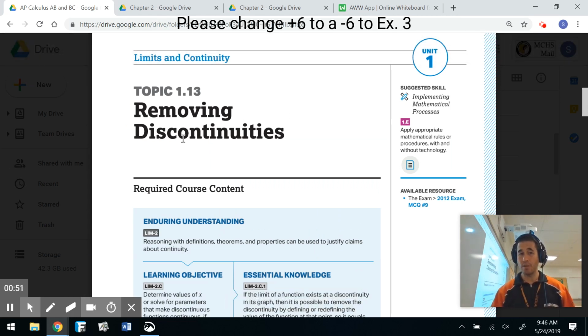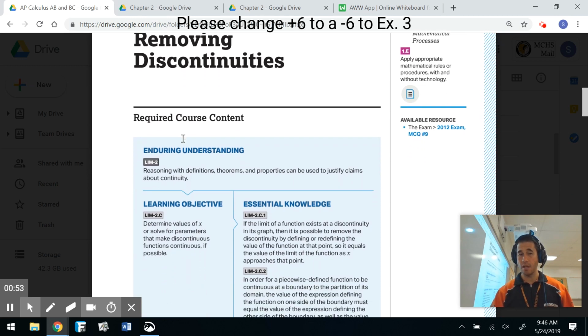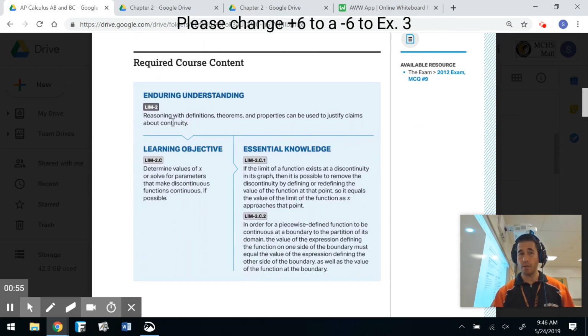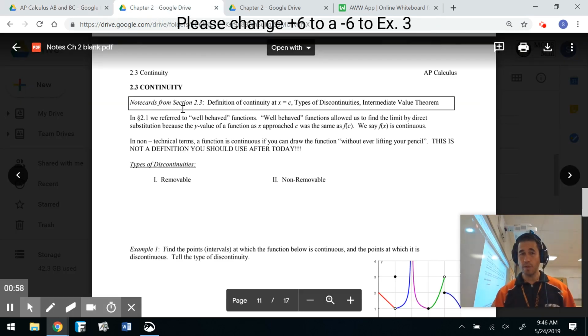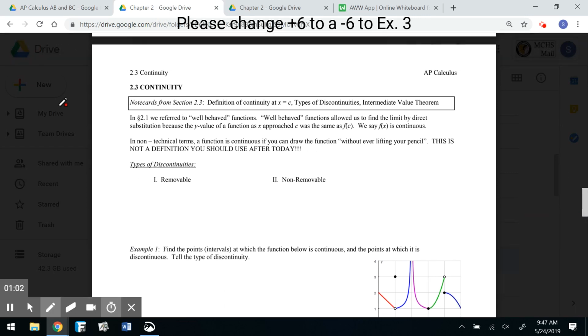Removing discontinuities, topic 1.13. Those are all of the AP topics we are looking at today. And then we'll get started with this bad boy right here. Take some good notes and do those worksheets. Okay, so here we go.